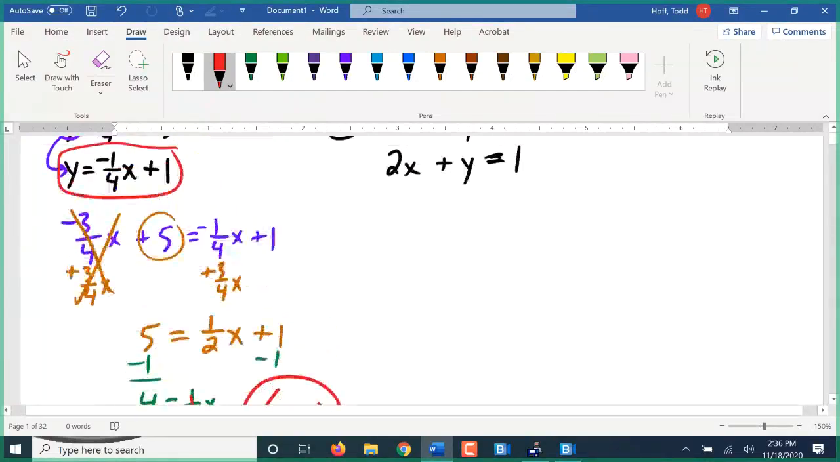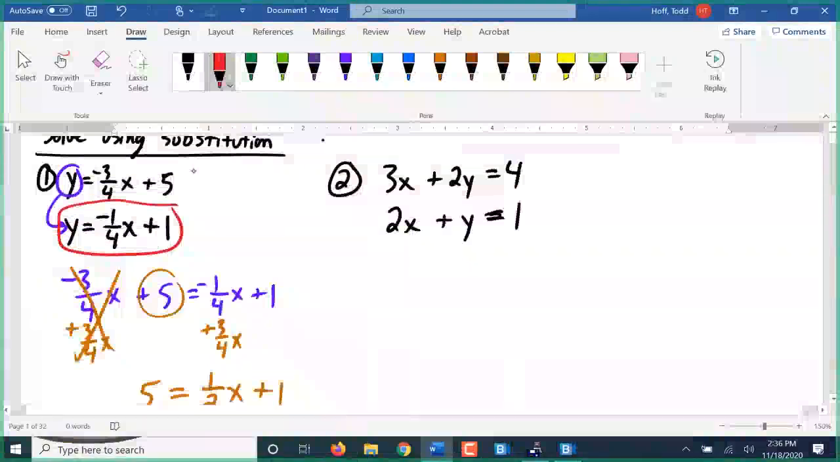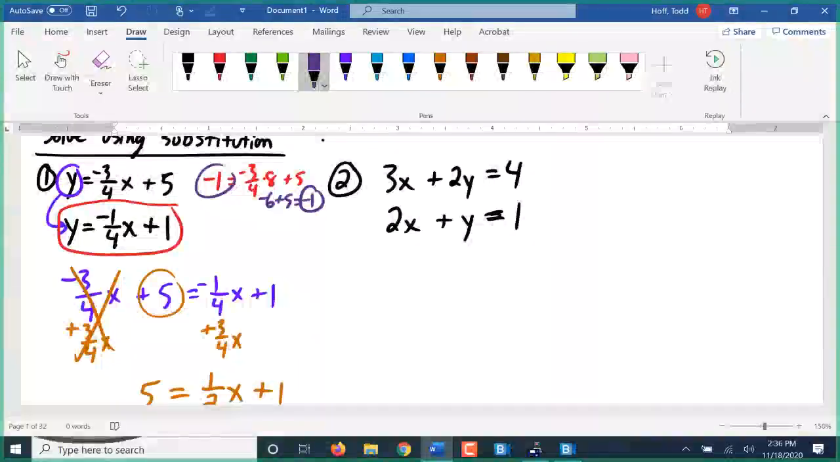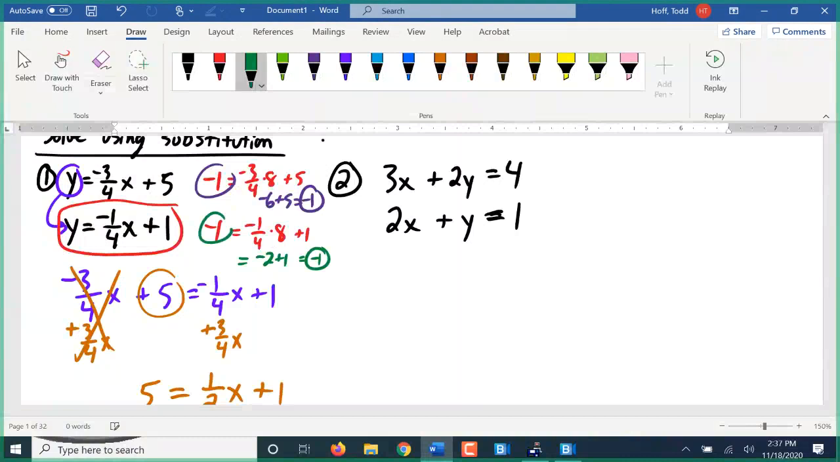Now, like we did yesterday, we could go back and put negative 1 in for y, 8 in for x, and verify that we get the same value on both sides. Negative 3/4 times 8 is negative 6. Negative 6 plus 5 is negative 1. We get negative 1 on both sides there. Put negative 1 in for y, 8 in for x. Negative 1/4 times 8 is negative 2 plus 1 is negative 1. So we get negative 1 on both sides again.